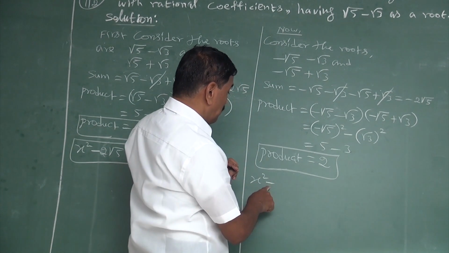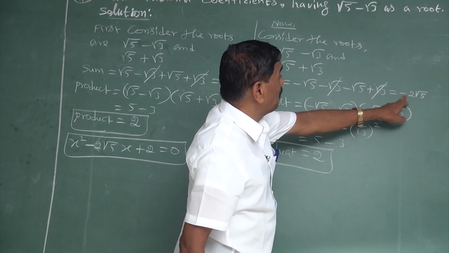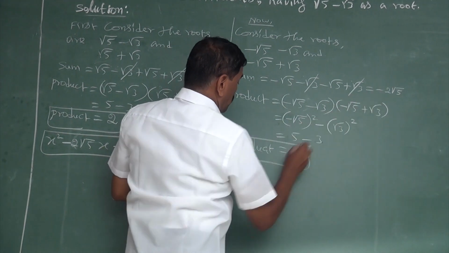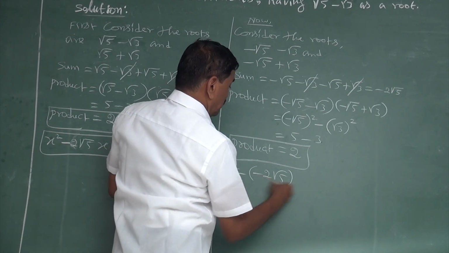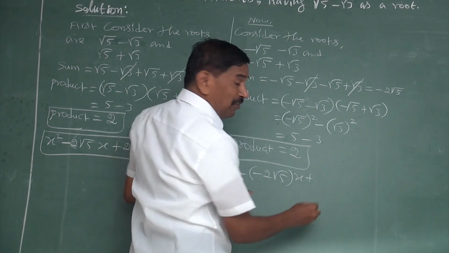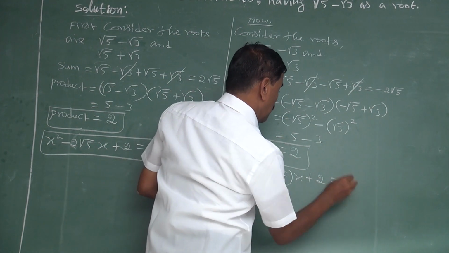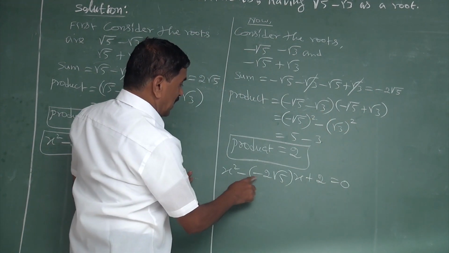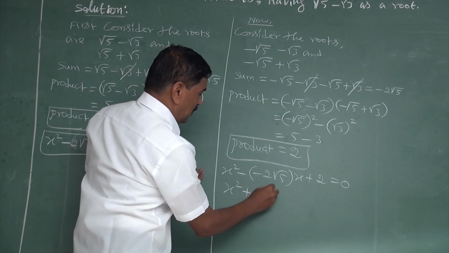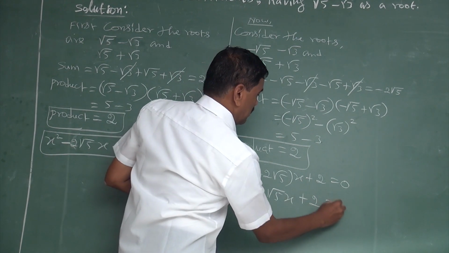Okay. X square minus here sum of the roots. Sum of the roots is given by minus 2 root 5. So x square minus sum of the roots, which is equal to minus 2 root 5, into x. Good. Correct. Next, plus product of the roots. What is product of the roots? Good, 2, which is equal to 0. Listen to the simplification. Here minus into minus plus. Okay, x square plus 2 root 5 x plus 2, which is equal to 0.